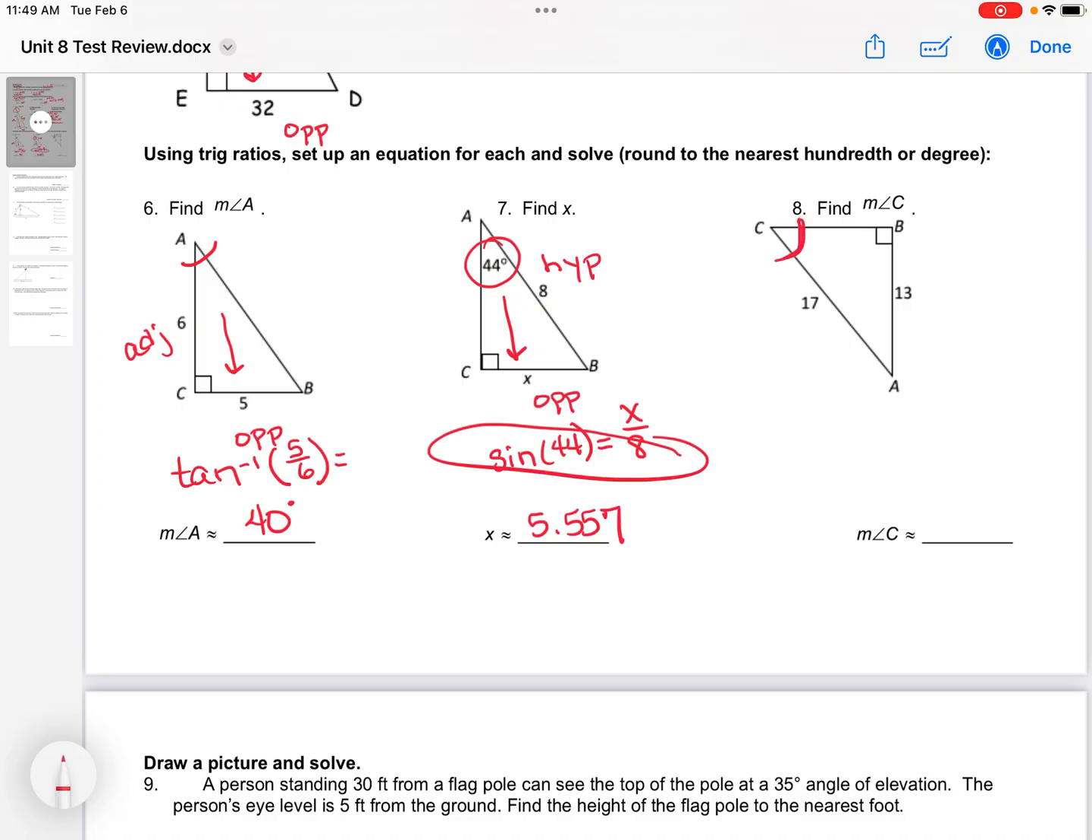The last one, I'm looking for angle C, opposite, hypotenuse. So I'm going to use sin again. I'm looking for an angle, so it's second sine, 13/17, and that is equal to 50 degrees.